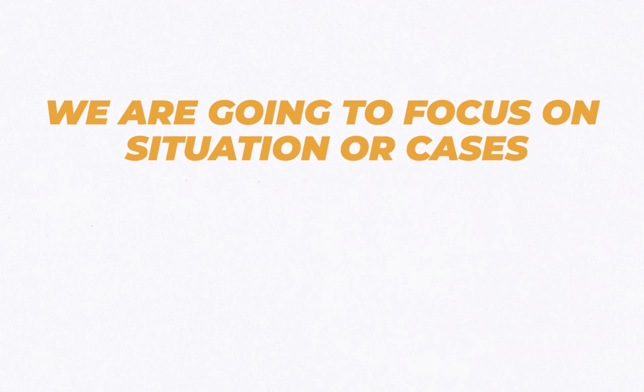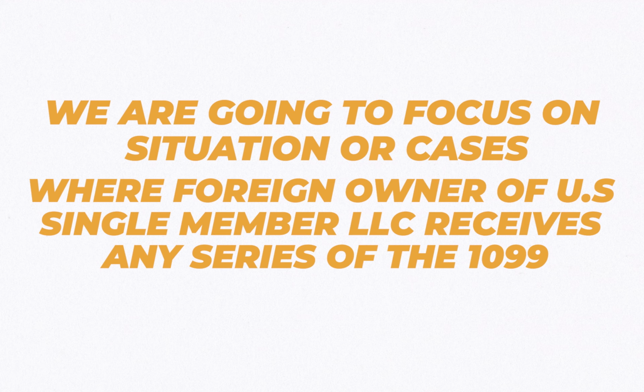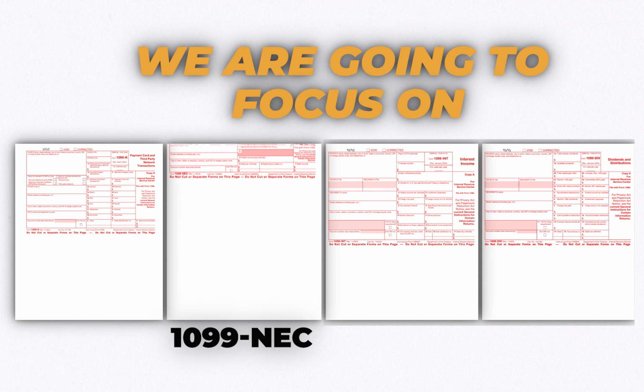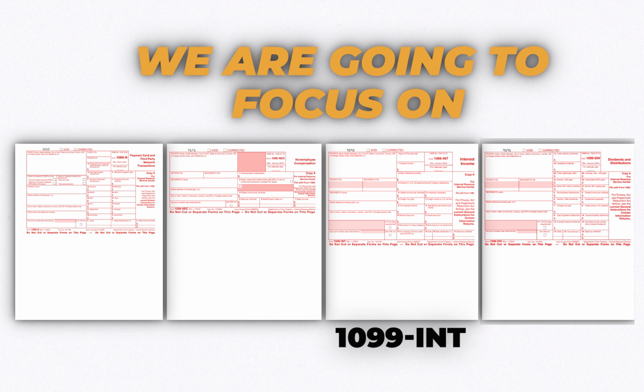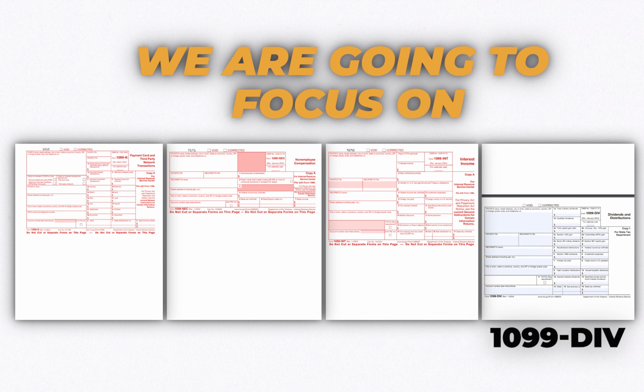So in this video, we're going to focus on situations or cases where a foreign owner of US single member LLCs receives any of the series of the 1099s, such as the 1099K, 1099NEC, 1099DIV. There's so many of them, but for the purpose of this video, we're going to focus on the 1099Ks, the 1099NECs, and then the 1099 INT, which is for interest, and 1099 DIV for dividends.